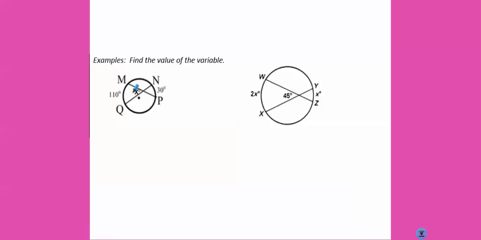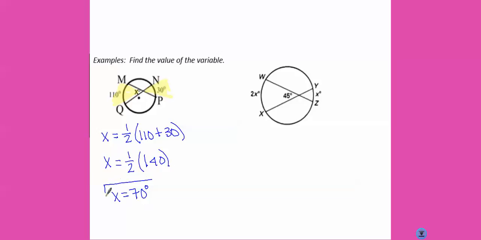So let's look at some examples. We want to find angle X. On the left-hand side, it intersects arc MQ, and on the right, it intersects arc NP. So X would equal 1/2 of 110 plus 30. Simplify our parentheses, it's half of 140, so X would have to equal 70 degrees.